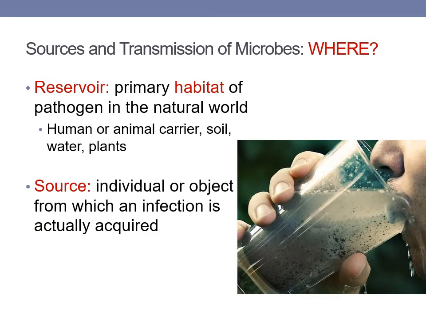We can encounter pathogens in their natural habitat or reservoir, for example, by drinking contaminated water from a lake or swimming in that contaminated lake. Pathogens can also be acquired through contact with infected individuals or contaminated objects. This often happens in hospital settings.